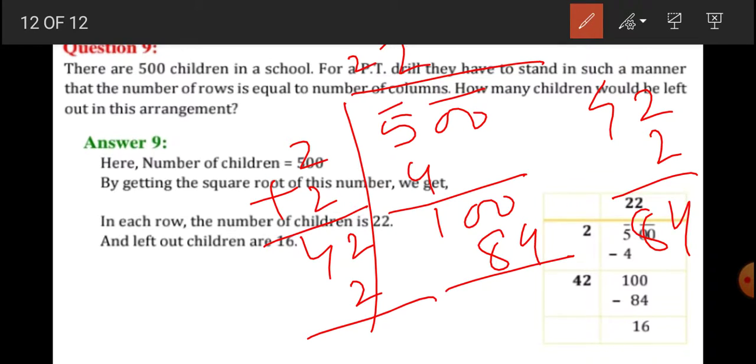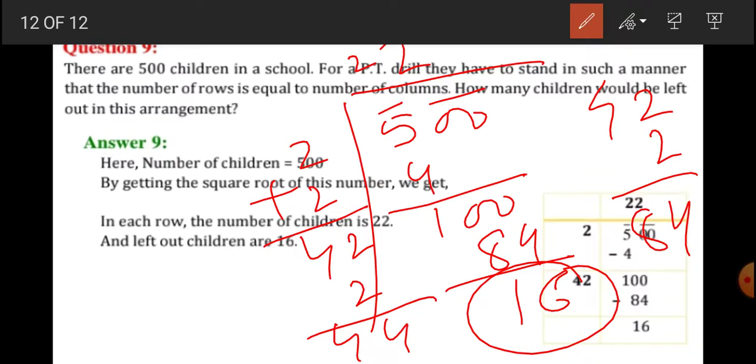And what is the remainder? 10 minus 4 will be 6, and 9 minus 8 means 1. So 16 is the remainder, and here 44. So what is the remainder? 16. The remainder is 16, which means this 16 we will subtract from 500.